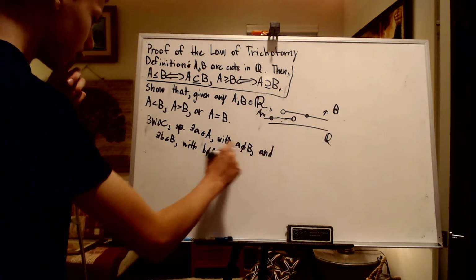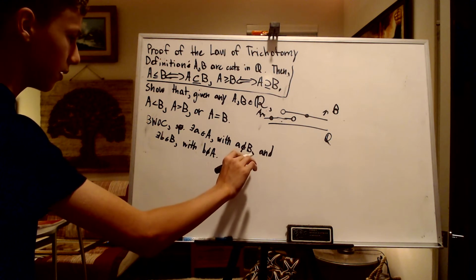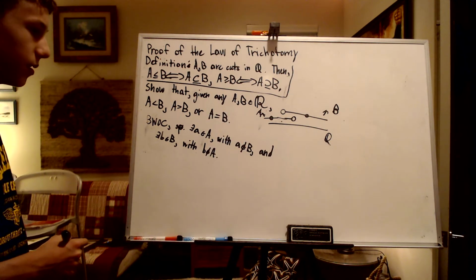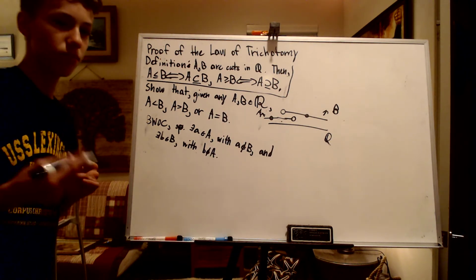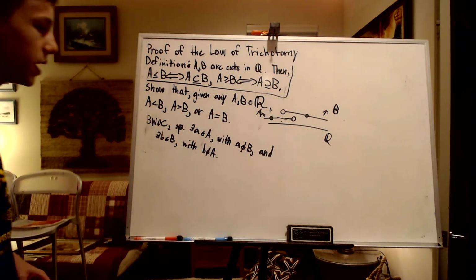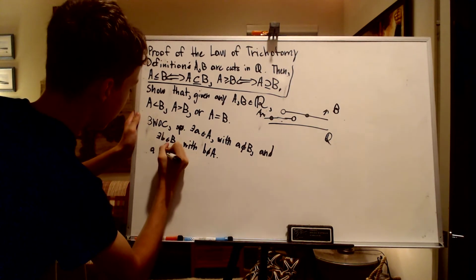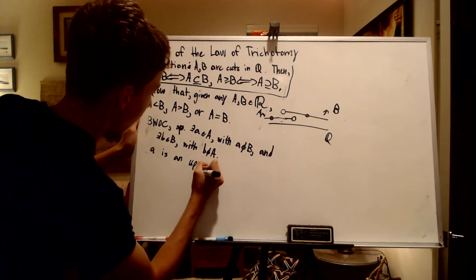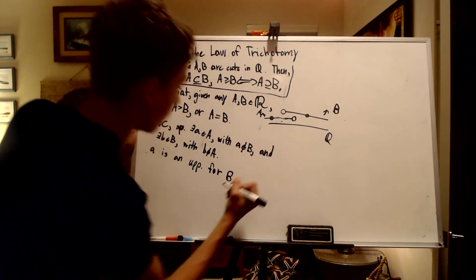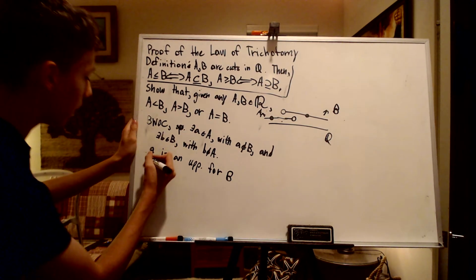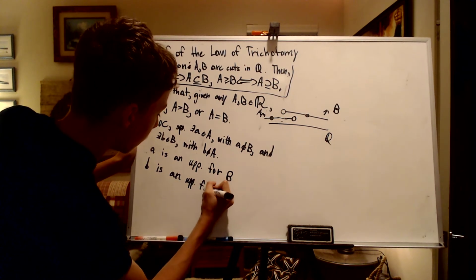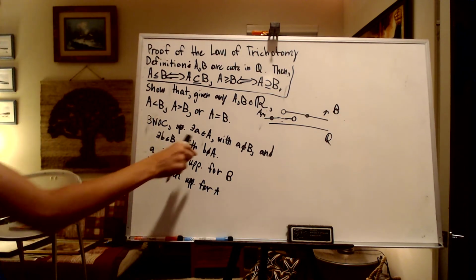So we have this. What does this tell us? a is not a member of B. Two videos ago we showed that if a is not a member of B, then a is an upper bound for B. And it also holds that b is an upper bound for A.